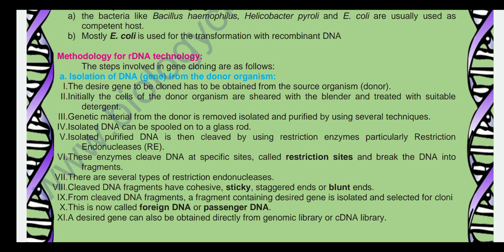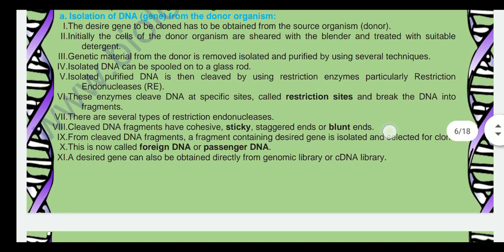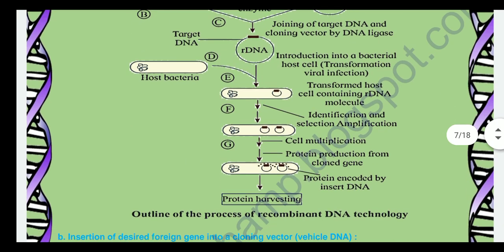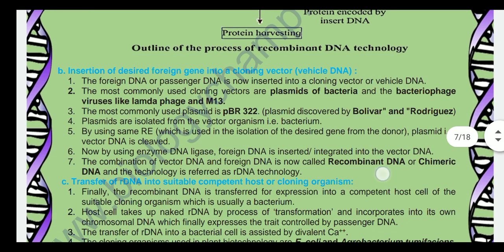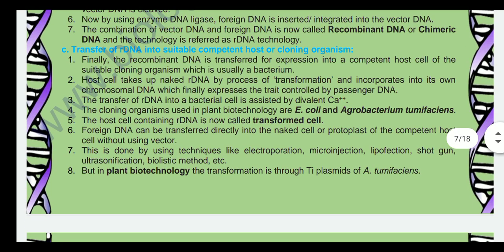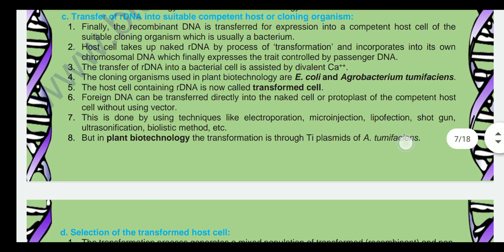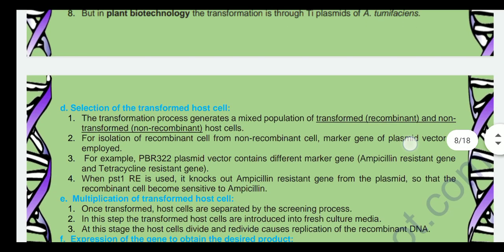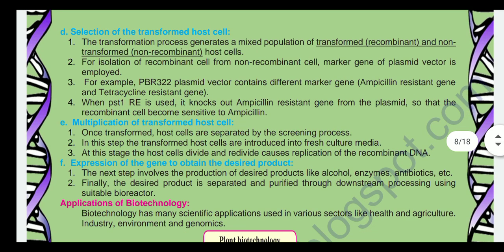The steps involved in gene cloning are as follows. First, isolation of DNA from the donor organism. Second, insertion of the desired foreign gene into a cloning vector. Third, transfer of rDNA into a suitable competent host or cloning organism. Fourth, selection of transformed host cells. Fifth, multiplication of transformed host cells. And sixth, expression of the gene to obtain the desired product.